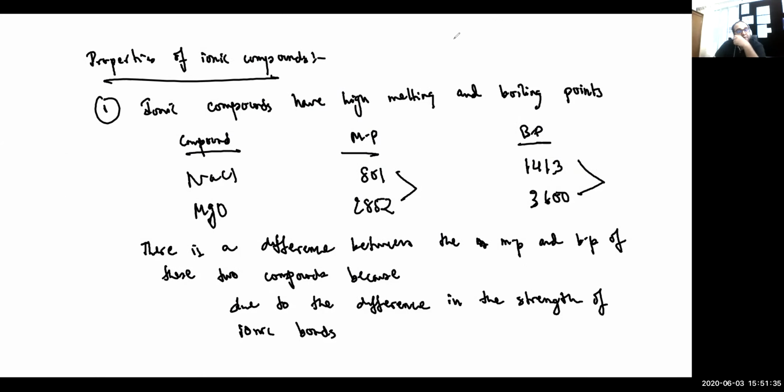So first of all, আমরা জানি যে ionic compounds have high melting and boiling point because of strong ionic bonds. Ionic compounds have high melting and boiling point because of strong ionic bond.